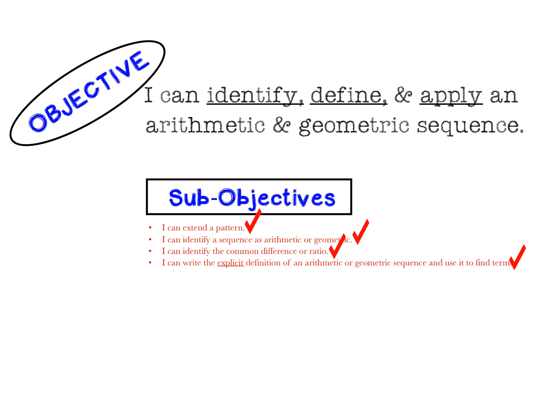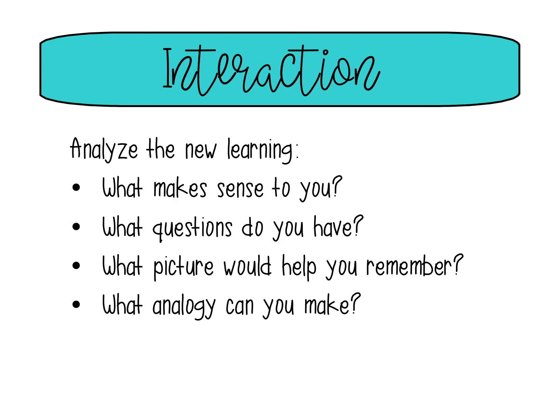All right, we have identified, defined, and applied an arithmetic and geometric sequence. So we are going to wrap up this lesson. All right, so go ahead and have an interaction in your notes. What makes sense? What questions do you have? What are you going to need to remember? What are the important pieces of information? So when you're studying for your test, what are the essential things that you need to know?